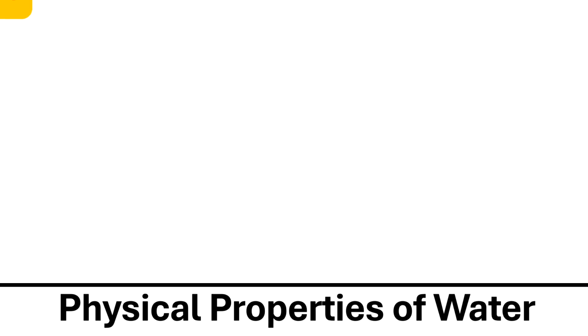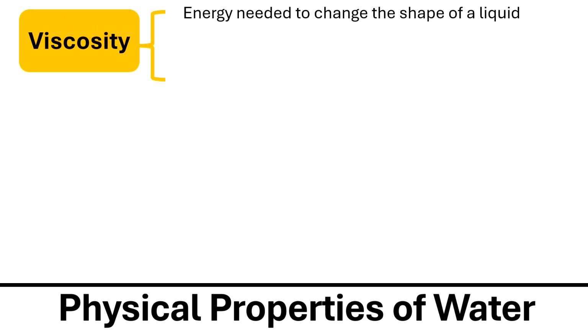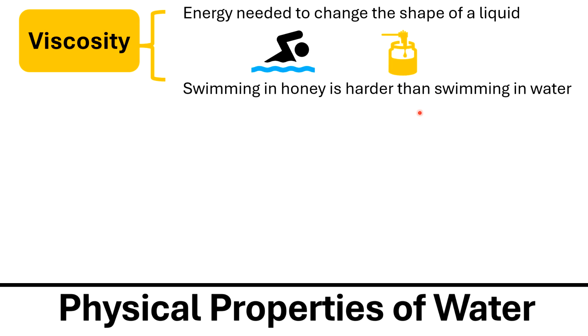Let's have a look at some physical properties of water, starting with viscosity. So all liquids have this property. It is essentially the energy needed to change the shape of a liquid. Now, water has lower viscosity compared to other liquids. For example, if we compare it to honey, we'll see that changing the shape of honey is harder than changing the shape of water. So swimming, for example, would be easier in water, if that makes sense.